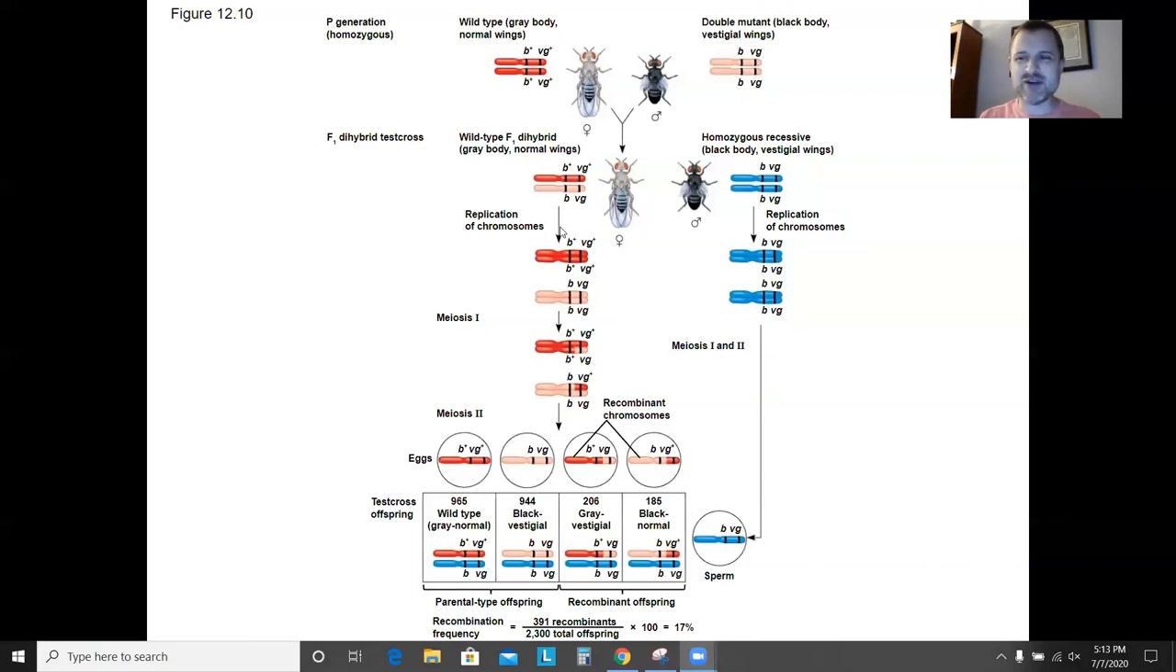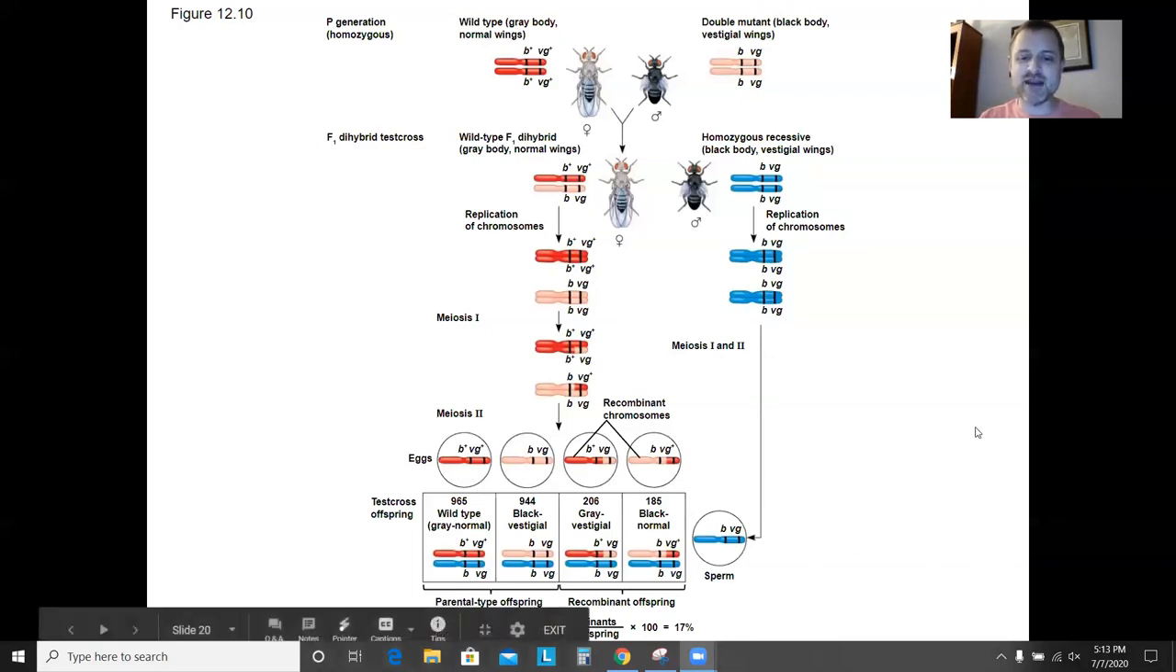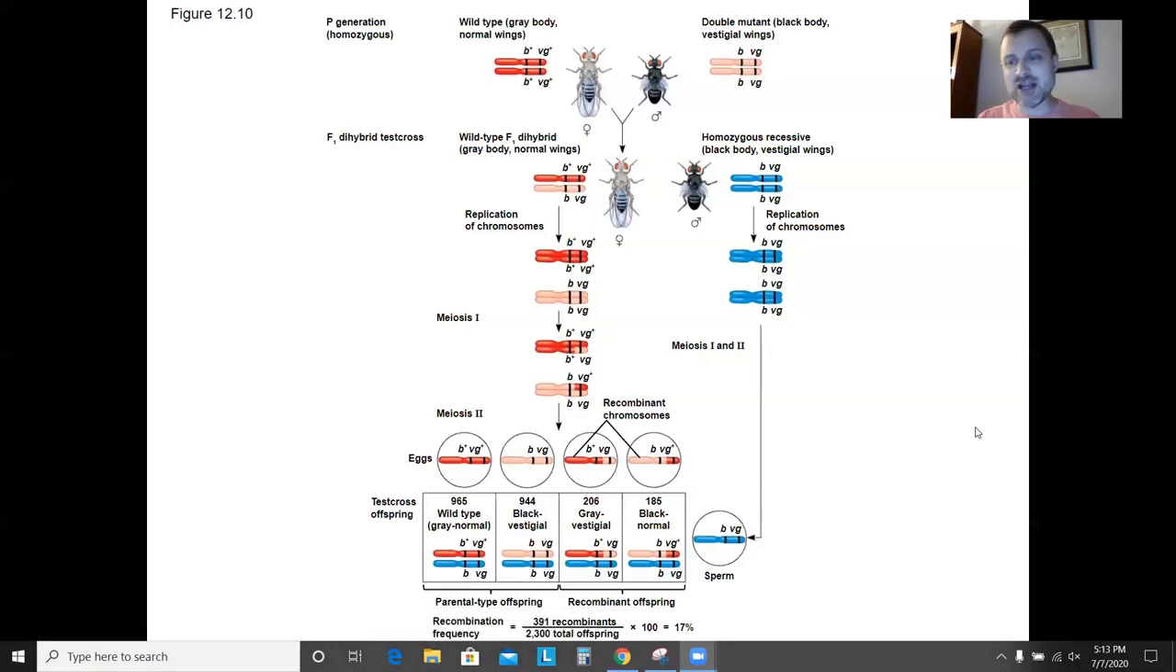We don't need to go through all of this. I do want to point out one thing at the bottom, and we're going to do this math in class. If a question asks for the recombination frequency, look at the very bottom of the slide. All I do is the top of that fraction, where it says 391: I add up how many recombinant types there were. 206 and 185 adds up to 391. Divide by the number of flies total. It wasn't 2,000, it was 2,300.